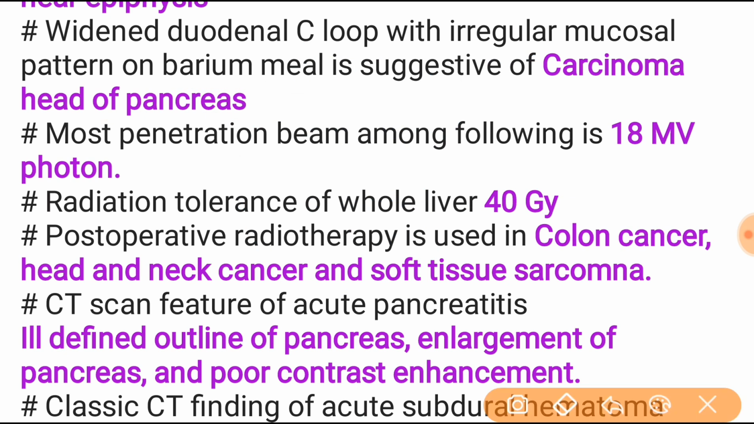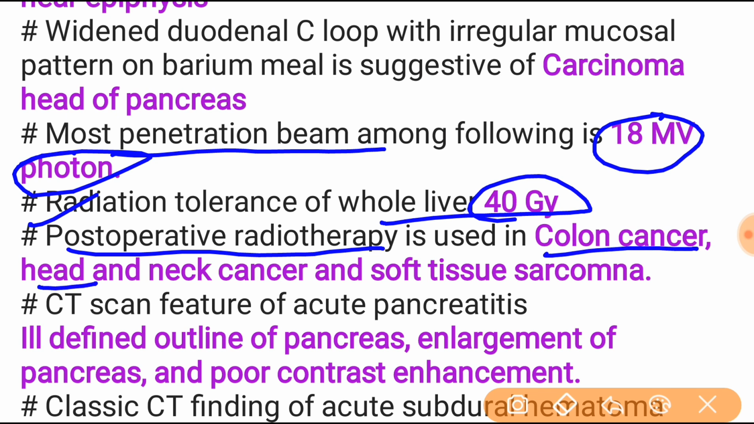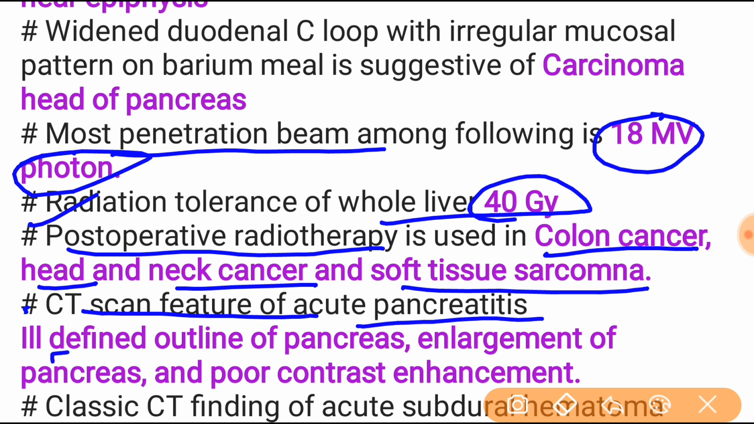Next one: the most penetrating beam among the following is 80 MV photon. Radiation tolerance of whole liver is 40 Gy. Postoperative radiotherapy is used in colon cancer, head and neck cancer, soft tissue sarcoma. CT scan features of acute pancreatitis are ill-defined outline of the pancreas, enlargement of the pancreas, and poor contrast enhancement.